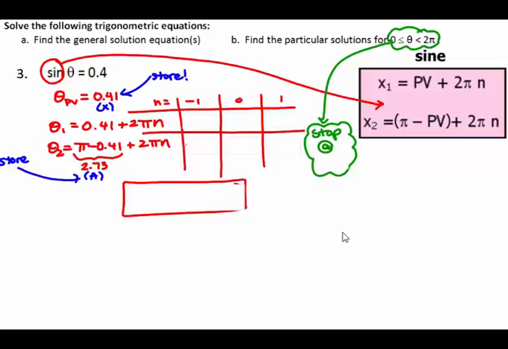And we'll go ahead and set up our table again. And so when n is 0, we're not adding anything, so we get 0.41 and 2.73. All right, we're looking between 0 and 2 pi, so between 0 and 6.28, just like before, and both of those fit. Okay, let's see if we can find any more. Well, a positive plus 2 pi is going to be too big. 6.69 is bigger than 6.28. That one's too big. And 2.73, also plus 2 pi, is going to be bigger than 2 pi. Okay, so we can get rid of both of those.